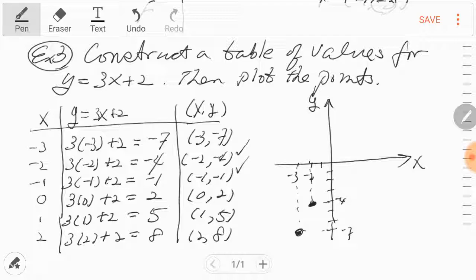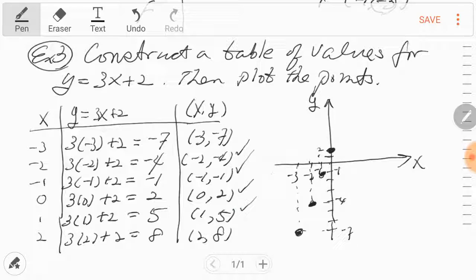The third point is -1 and -1. X is -1, move 1 unit to the left, and then 1 unit down. So this is the third point. The fourth point is x equals 0, y is 2. So x equals 0, you stay there, no horizontal movement, and y is 2. So this 1, 2.